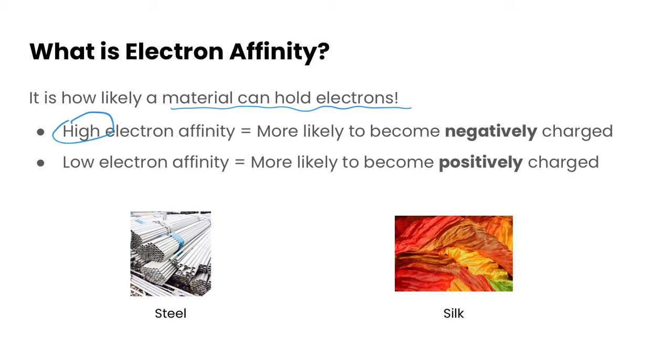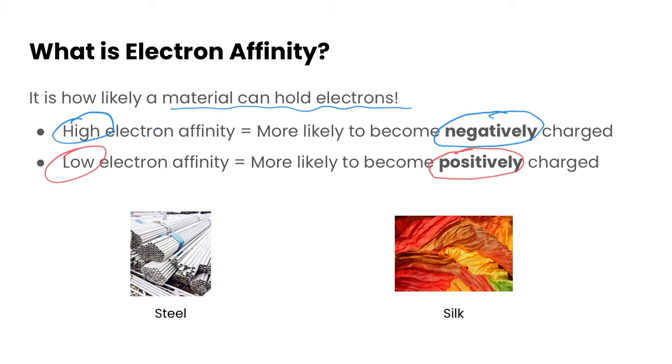So if something has a high electron affinity, it means that it's going to hold on to its electrons fairly tightly. And so that means it's going to attract electrons. And if there's more electrons, it's going to become negatively charged. If something, on the other hand, has a low electron affinity, it will more easily give up its electrons. So if it gives up electrons, it's more likely to become a positively charged object.